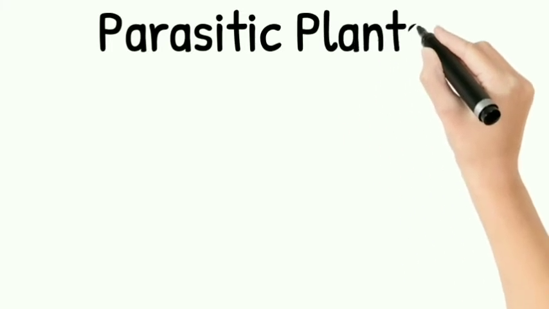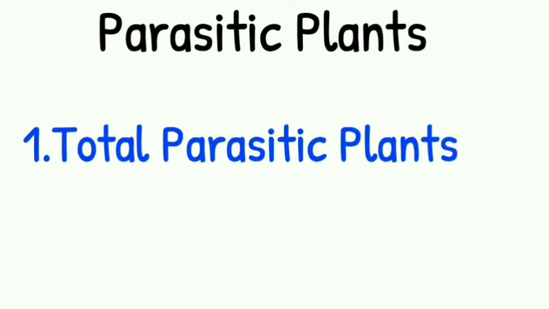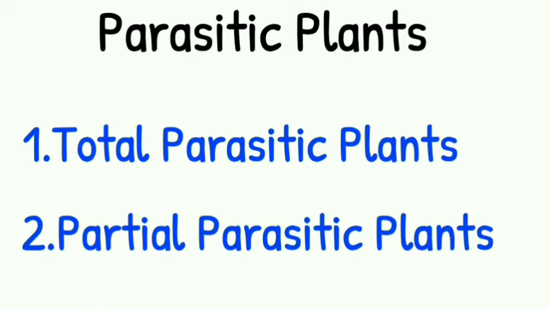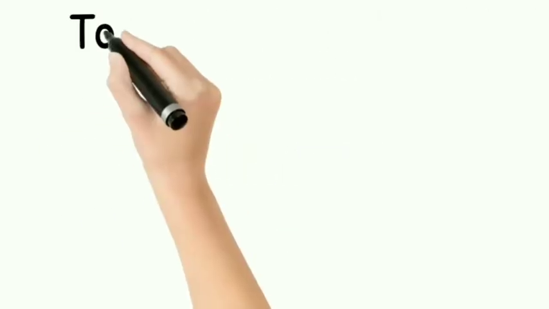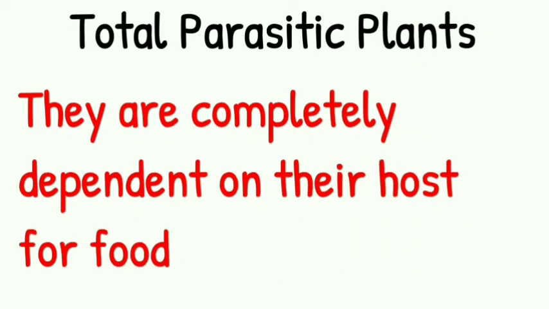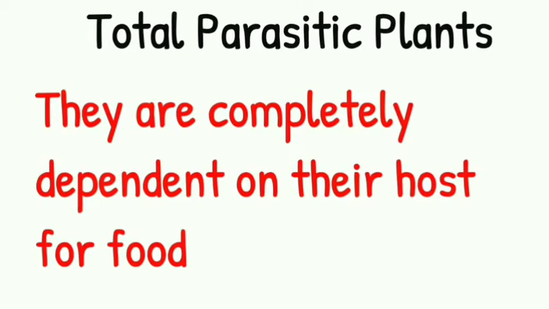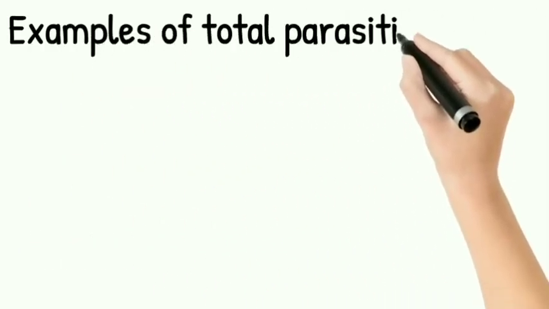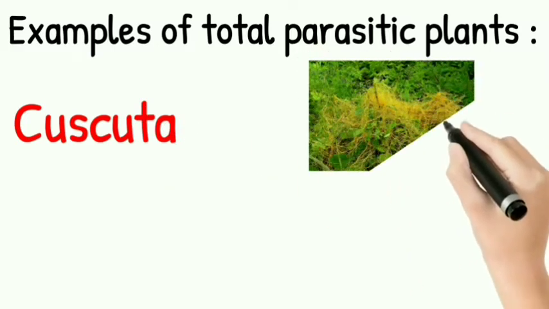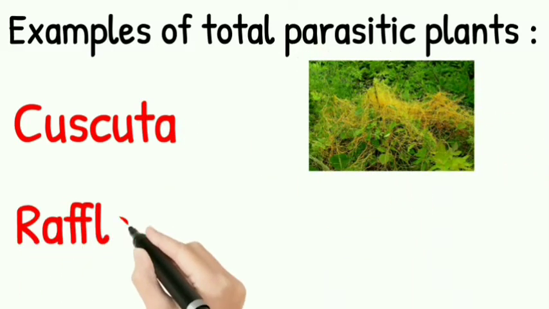Parasitic plants can be divided into two types: total parasitic plants and partial parasitic plants. Total parasitic plants. They are completely dependent on their host for food. Examples of total parasitic plants are Cuscuta and Rafflesia.